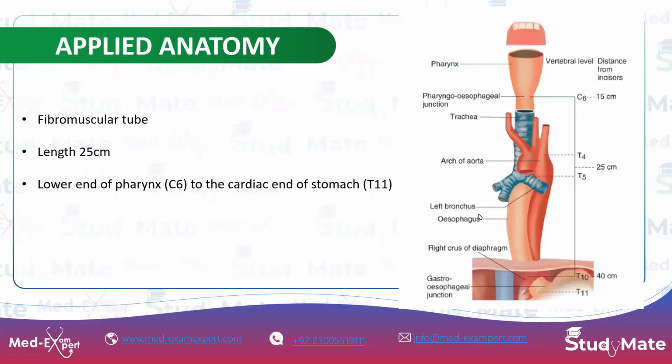Then looking at the embryology of the esophagus, after seeing the embryology, we'll go on to see the applied anatomy of the esophagus. So esophagus is a fibromuscular tube which is 25 centimeter in length, and it starts at the lower end of the pharynx and it ends at the stomach.